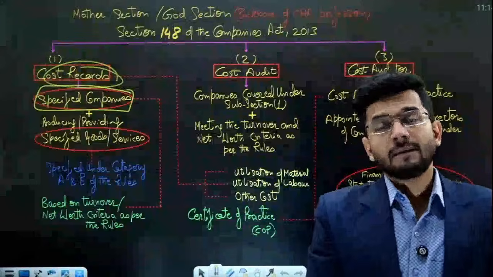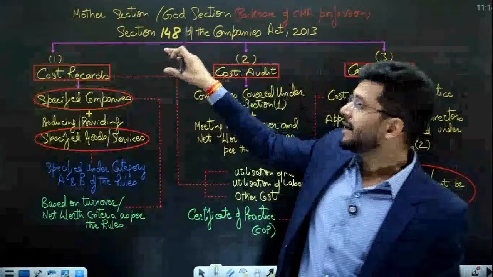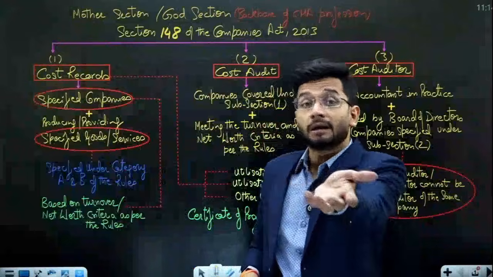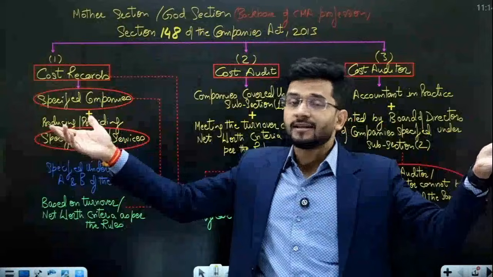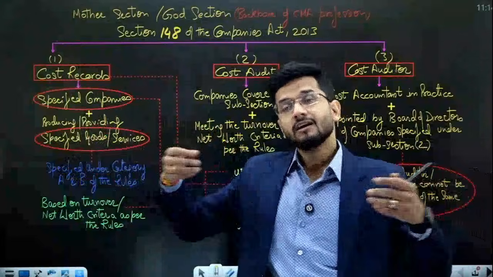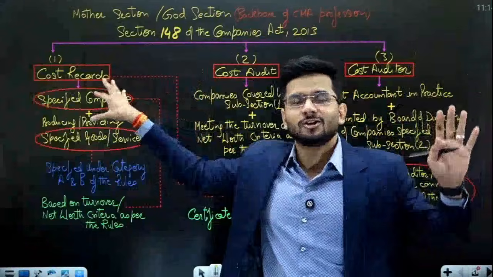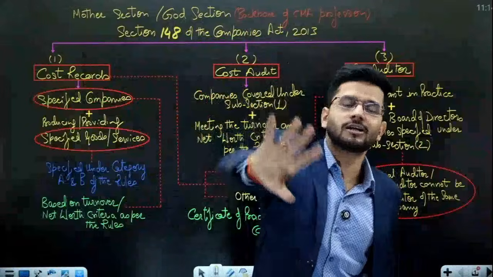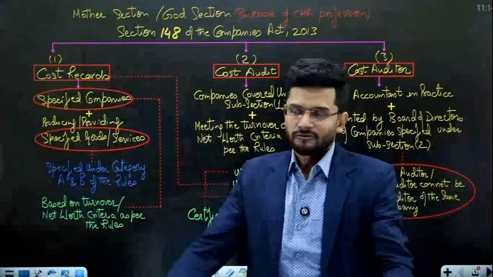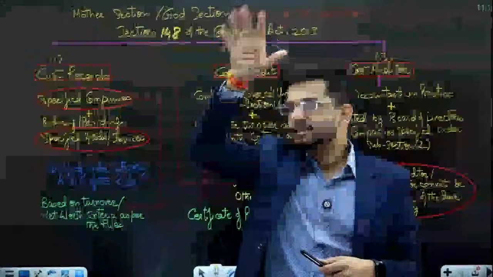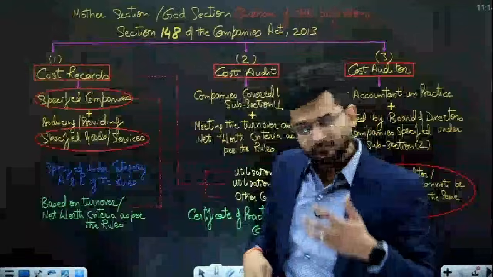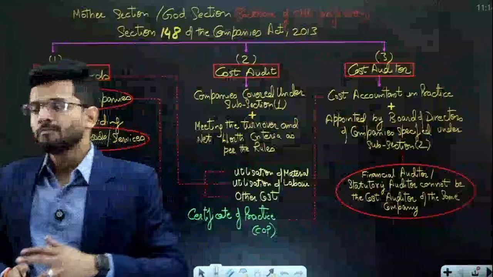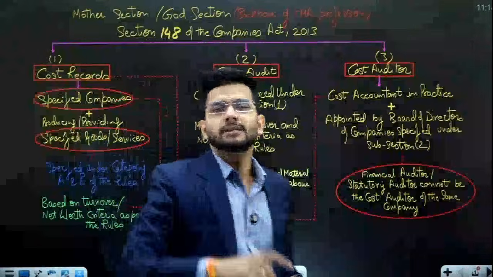Cost records are not mandatorily applicable to all the companies. They are only mandatorily applicable to specified companies, but other companies can also prepare their cost records, can prepare their cost sheet voluntarily. There is no restriction in law to voluntarily prepare your cost records. So if you want to prepare your cost records voluntarily, the Companies Act is more than happy. No problem in that at all.